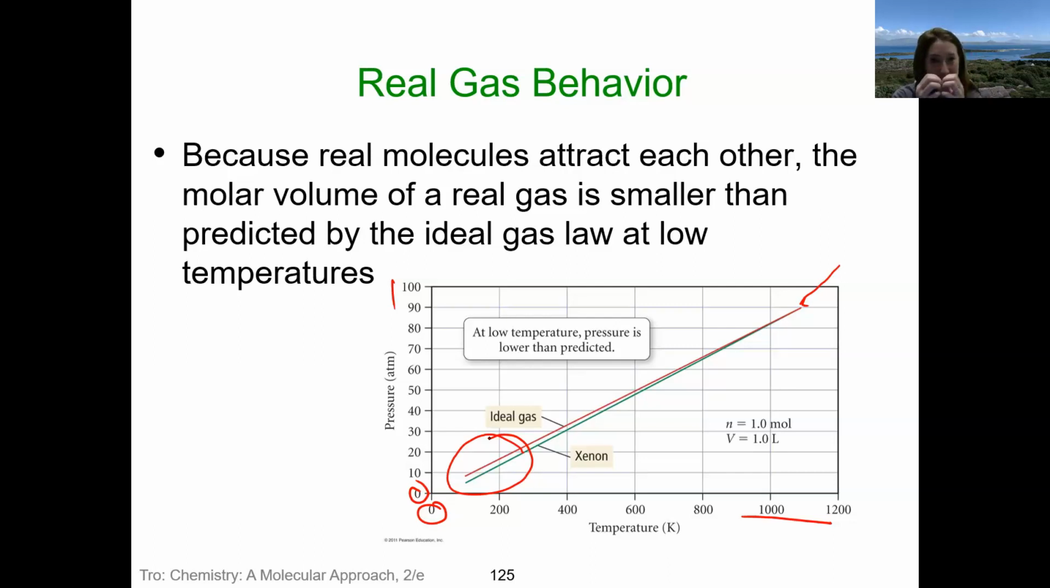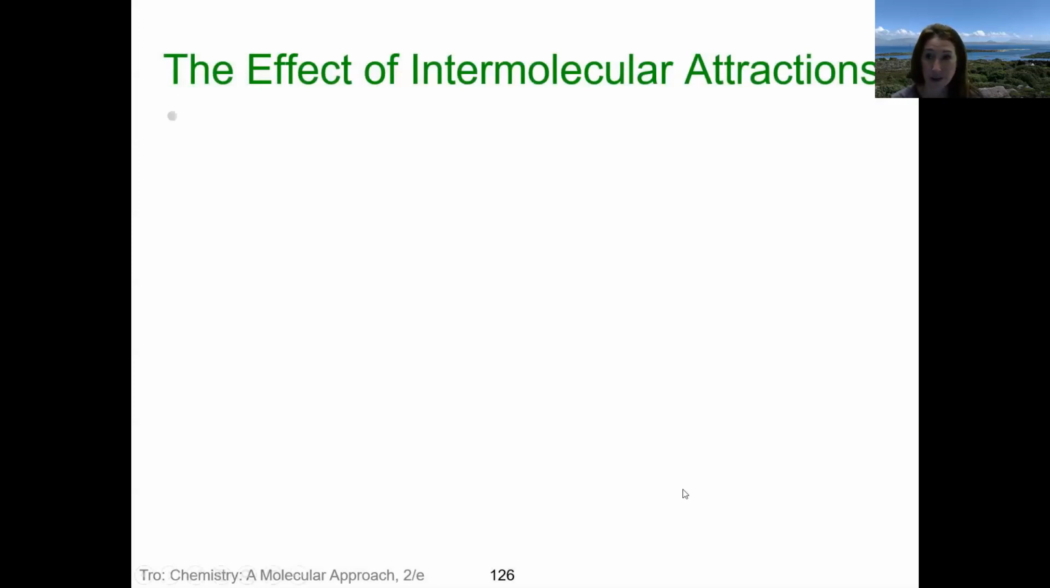And then they actually have these attractions to each other. And so it's these intermolecular forces that have the pressure lower. See how this is a lower pressure than the ideal gas law would predict. So at low temperatures, intermolecular forces actually make the pressure lower than we would predict. And so van der Waals figured out a constant for this.